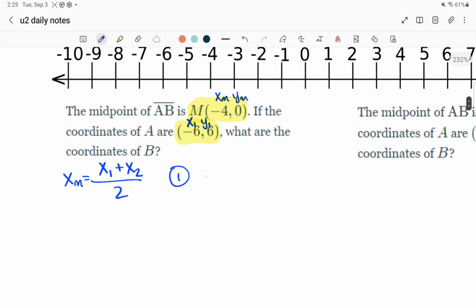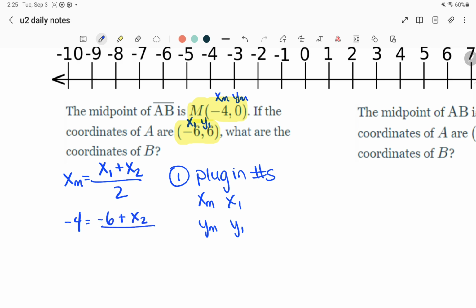Okay, so step one is plug in numbers. Your numbers will be xm and x1, ym and y1. So xm I see is -4 equals x1 is -6. I don't know what x2 is. That's what I'm trying to find now. Right? I'm trying to find the coordinate of b. And I'm going to divide that by 2 because that's in my formula. From here, I need to solve for x2 because that's what I don't know.